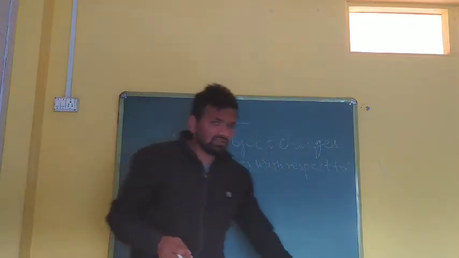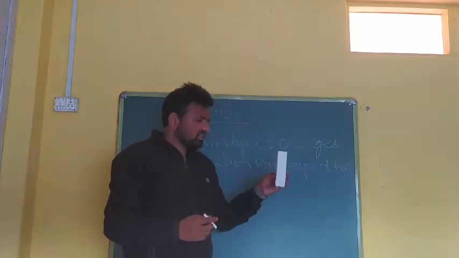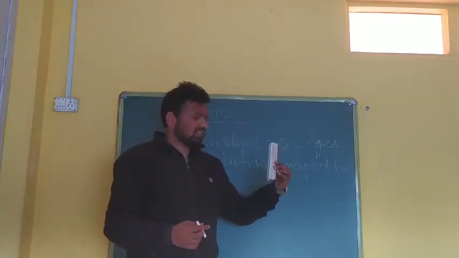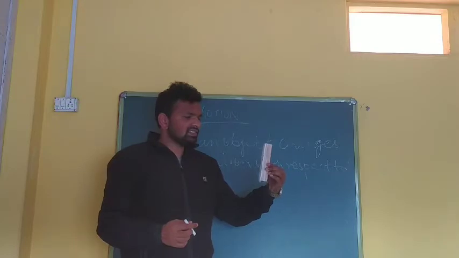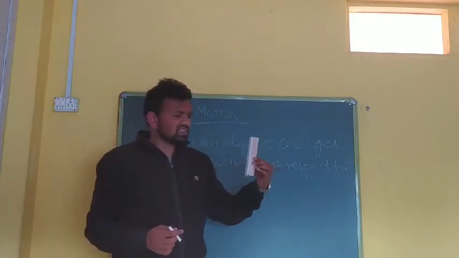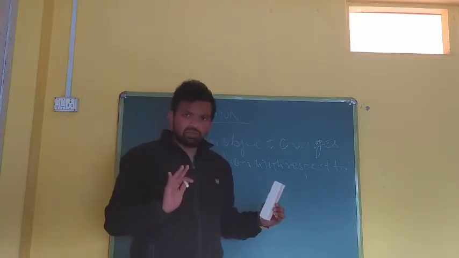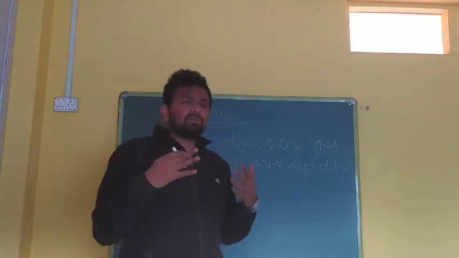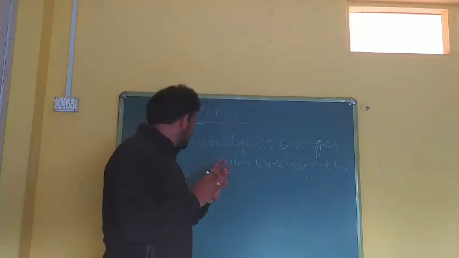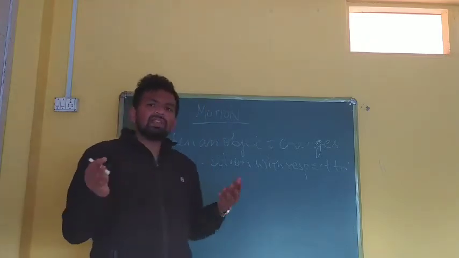Now, if I have an object here, this object is static, at rest. If it changes its position with passage of time, then we call it motion. Okay? So that is a very simple and basic definition. If an object changes its position with respect to time, then it is called motion.